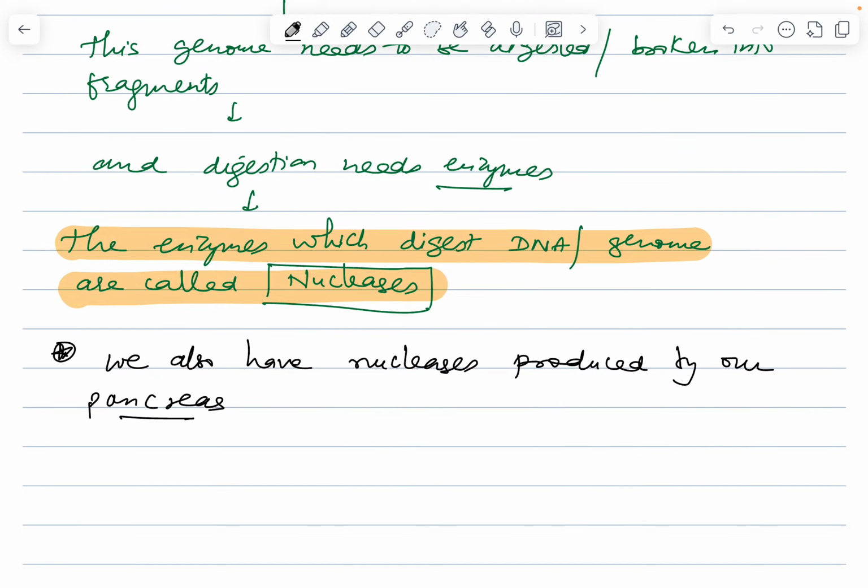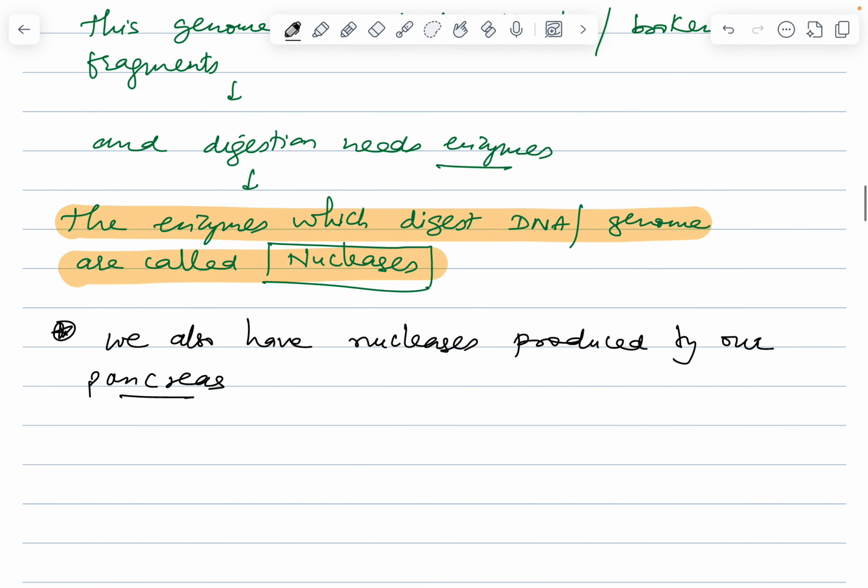We also have nucleases produced by our pancreas, but can we take out these nucleases from our pancreas and put them in the test tube over here to digest the genome? Actually, unfortunately, no. The problem with these enzymes is that these are exonucleases.